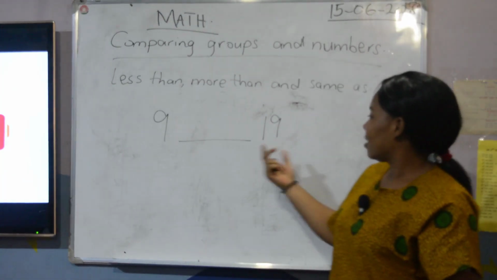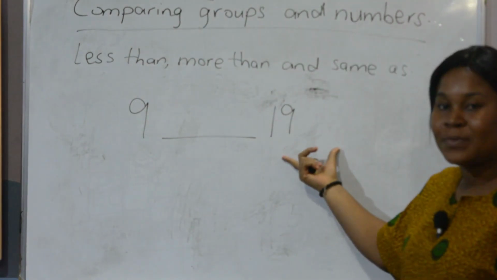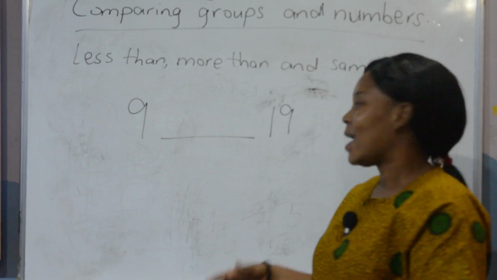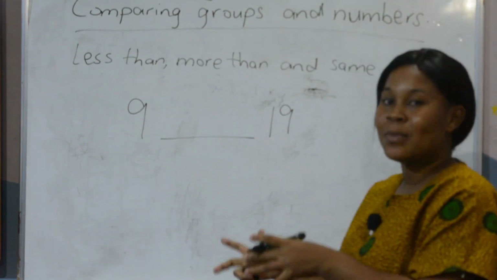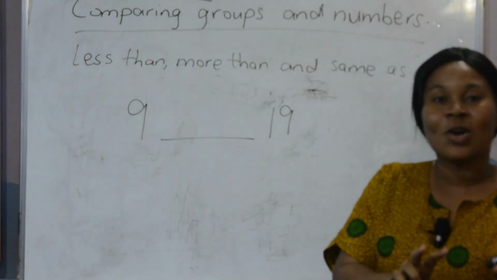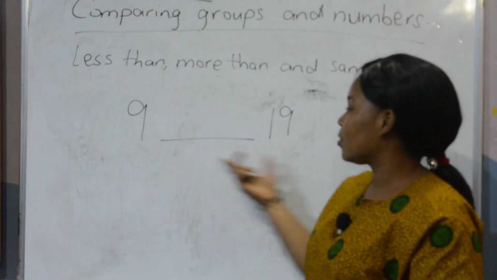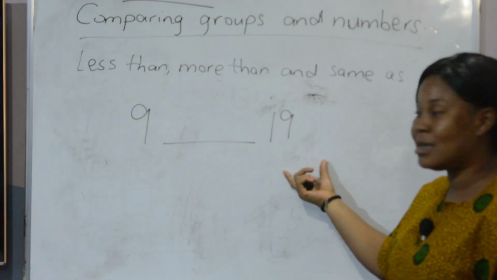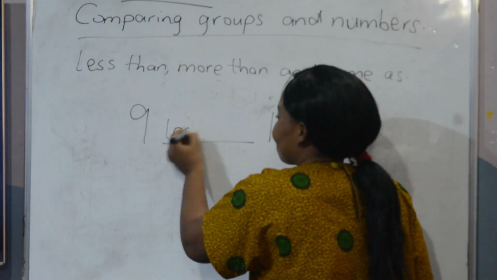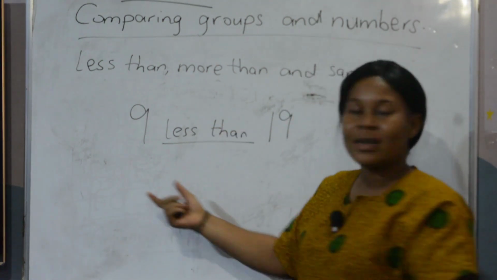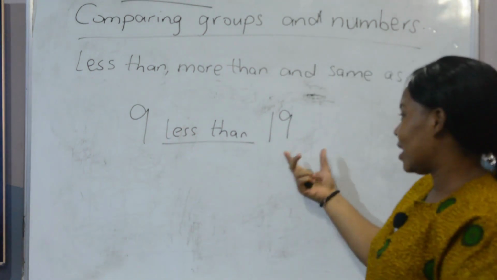9 and 19, you can see that 9 is smaller and then 19 is bigger. For example, if you have 2 boxes and you have 19 oranges in one box and then 9 oranges in another box, you will see that the 19 oranges will be plenty or more than the 9 oranges. And in this one, we have 9 coming first before 19. So if 9 is smaller, it means we write less than. 9 is less than 19. Means 9 is smaller than 19.